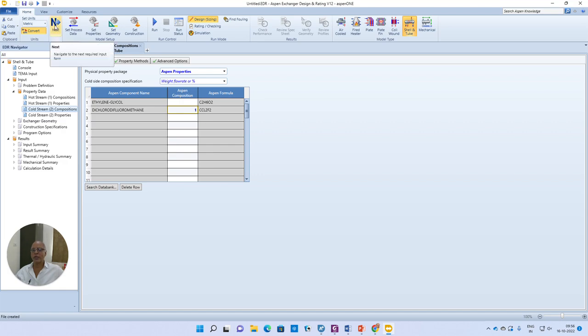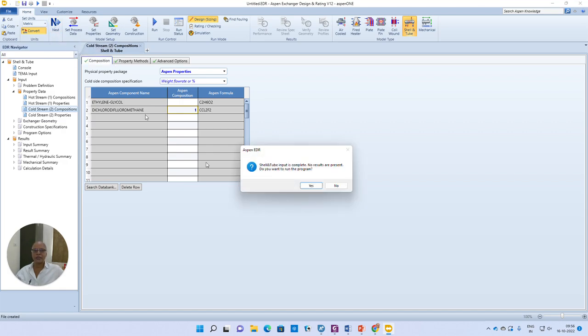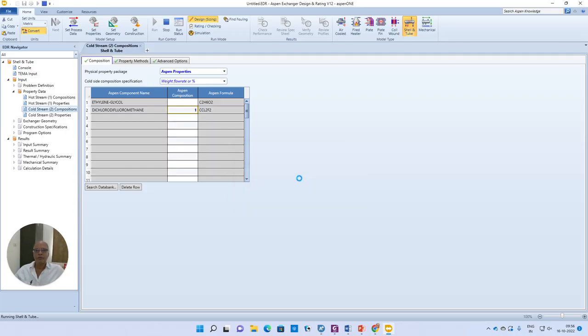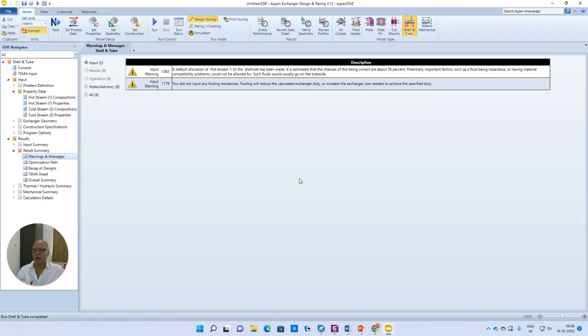So we should be able to run the problem. So I'm pressing next. So you can see all the required input is complete. So you can run the problem. We got some results. Now you can check up these results in a systematic way. These are some warnings and they may not really matter, but if you want, you can deal with them.